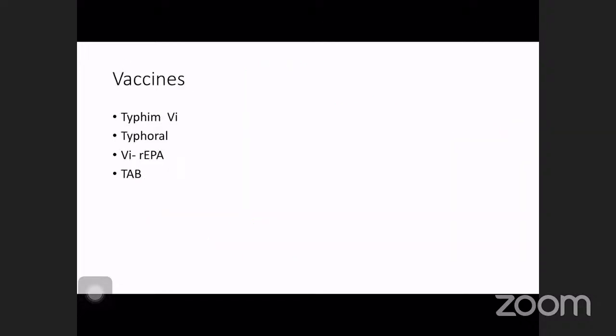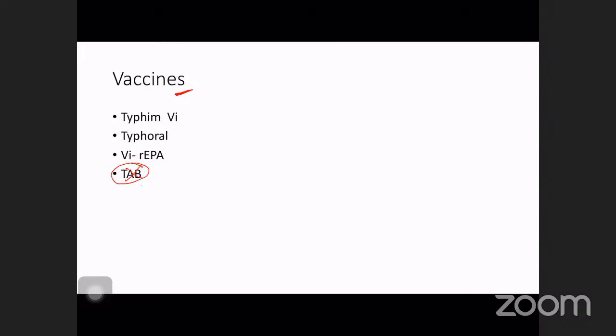Now we have almost come to the end of the lesson. Coming to the vaccines, we have got 4 vaccines. This is the TAB vaccine which I have already discussed. The TAB vaccine is against Salmonella typhi, paratyphi A and paratyphi B. Because of more adverse side effects, this vaccine is no more used, no more available.